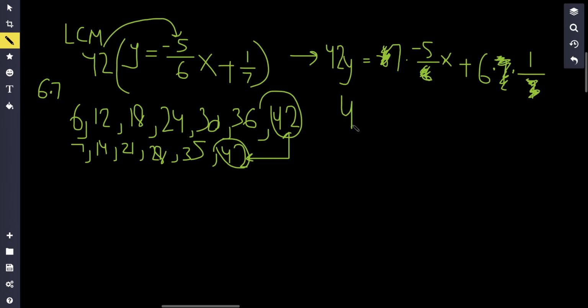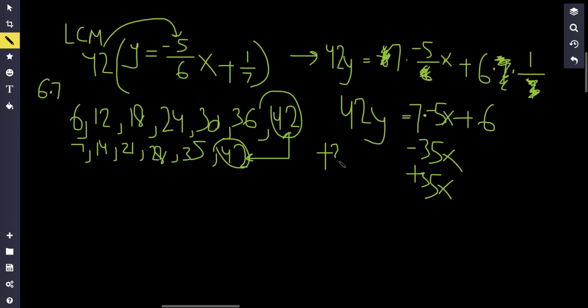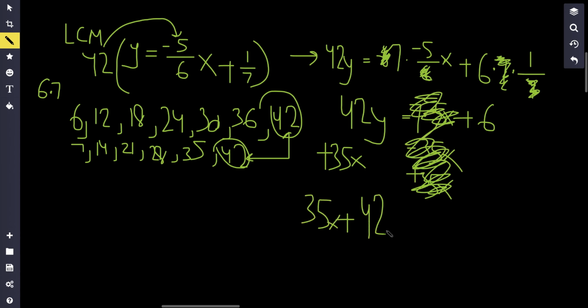So all you're left with is 42y is equal to negative 5x times 7 plus 6, right? Because remember, we still have this 7 in front. Now 7 times negative 5 is negative 35x. I'm going to move this negative 35x to the other side, so all of this is going to be gone. I'm going to get 35x plus 42y is going to be equal to 6. And that is going to be my answer.